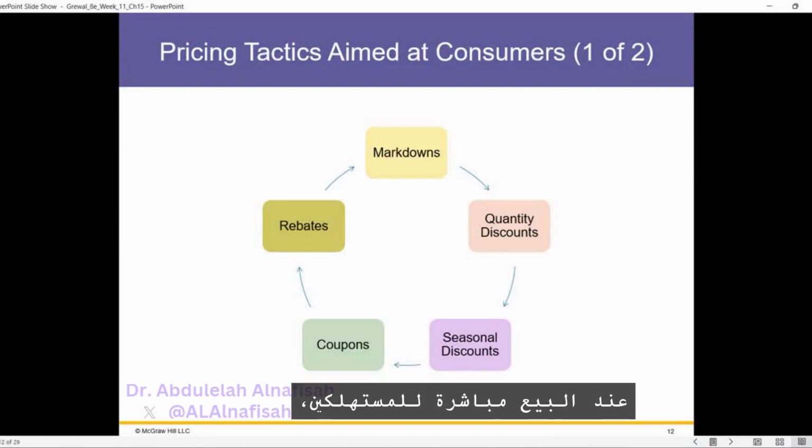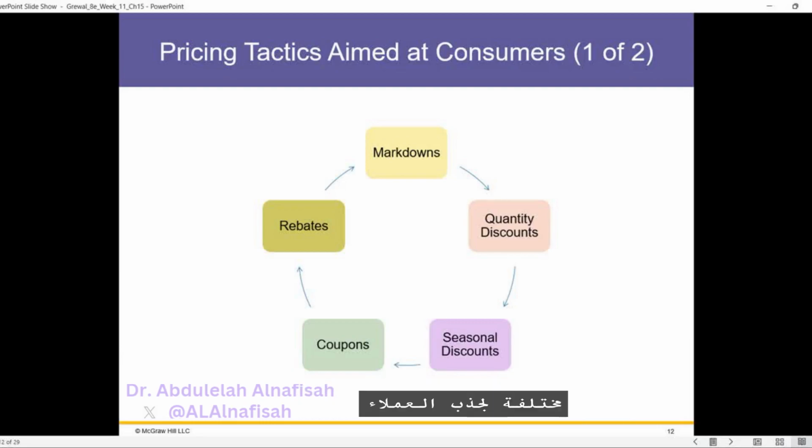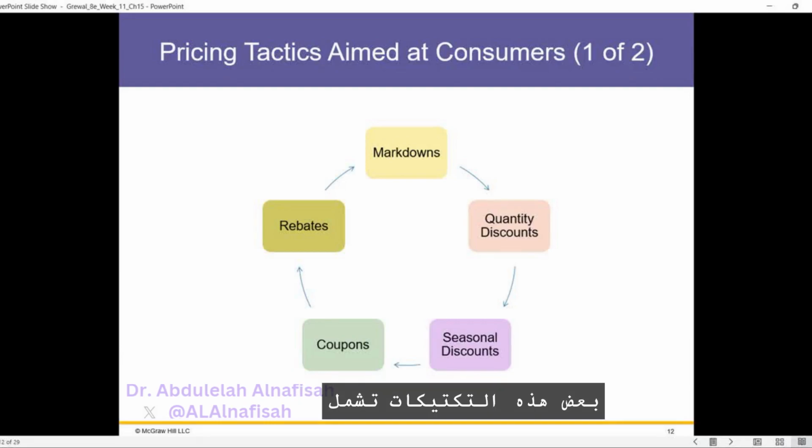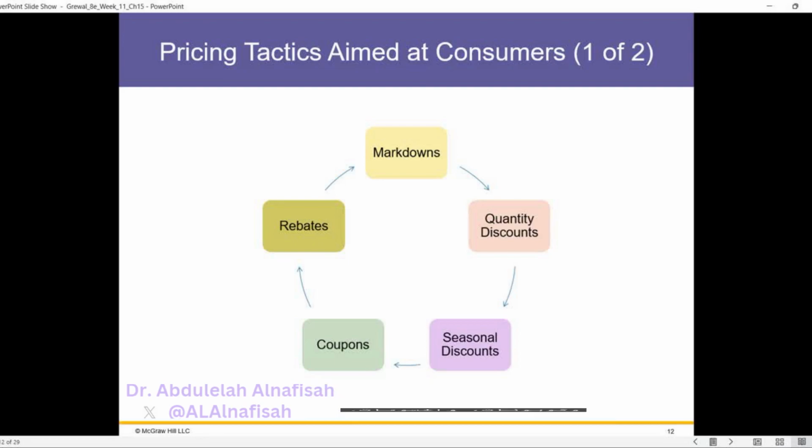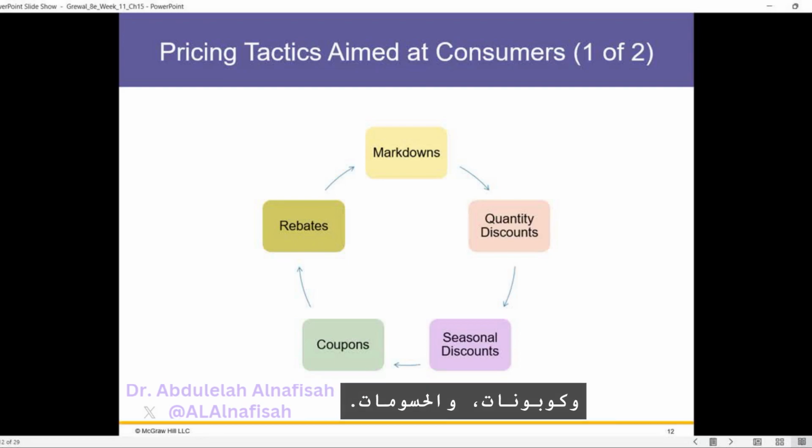When selling directly to consumers, firms employ various pricing tactics to attract and retain customers. Some of these tactics include mock-downs, quantity discounts, seasonal discounts, coupons, and rebates. Let us take a look at each tactic. 1. Mock-downs. Retailers lower the prices of goods to sell them at a discount.